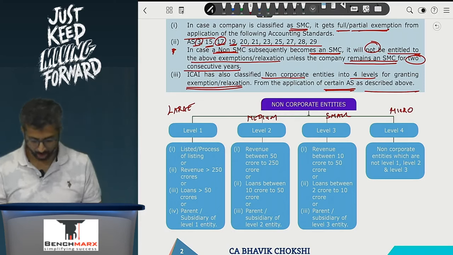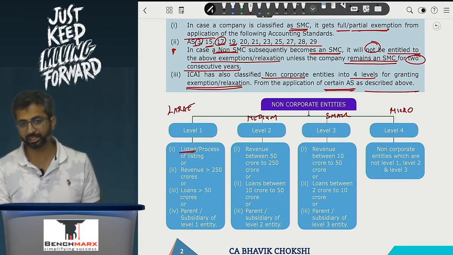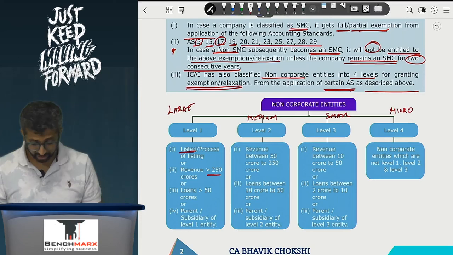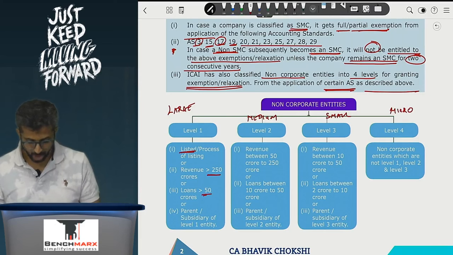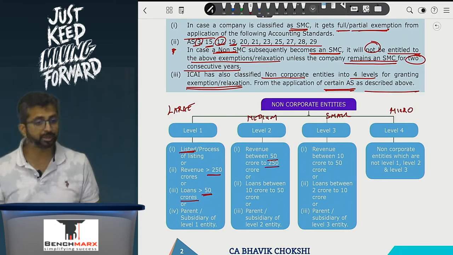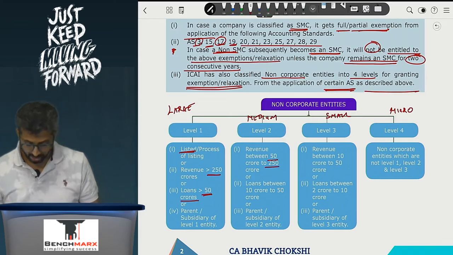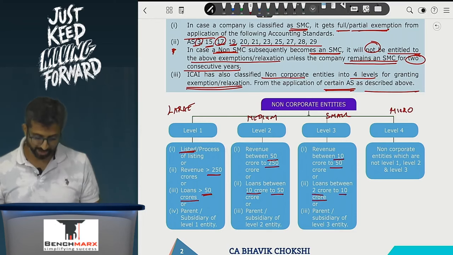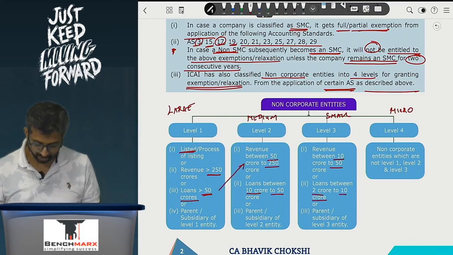So, who is level 1? Listed or in the process of listing. The moment you are listed, no matter your turnover, no matter your loans, you will be level 1. Revenue greater than, see the sign, it is not greater than or equal to, it is greater than 250 crores, loans greater than 50 crores, and a parent and subsidiary of a level 1 entity is also a level 1 entity. Level 2 is between 50 and 250 of revenue. Loans are 10 to 50. Level 3 is between 10 to 50 of revenue, and loans between 2 to 10.